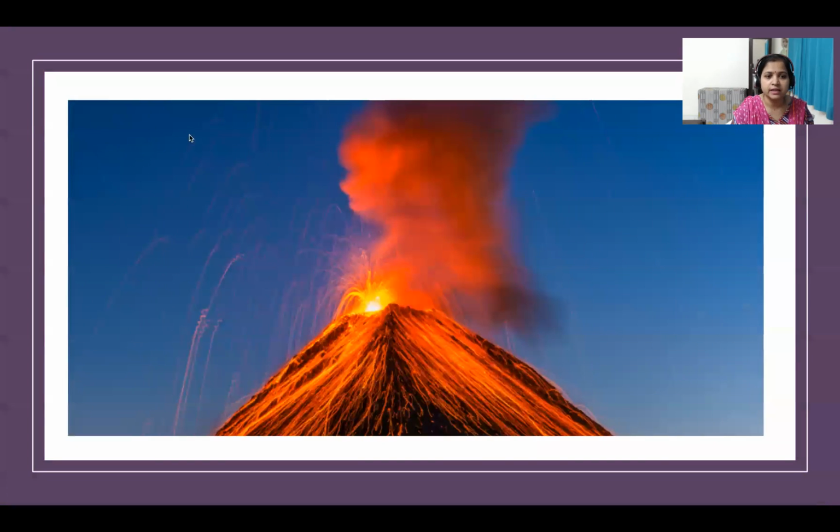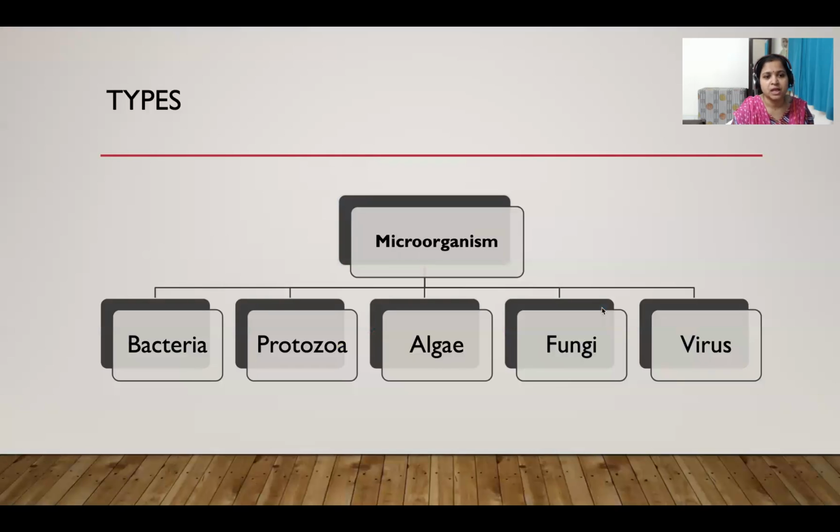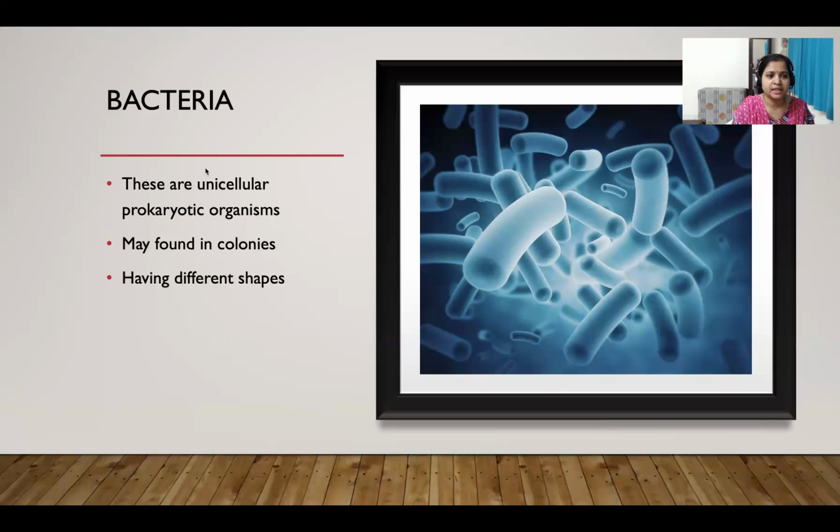So what are the different types of microorganisms? Microorganisms are basically divided into 5 types. They are bacteria, protozoa, algae, fungi and virus. So let's discuss them one by one. First comes bacteria. Bacteria are unicellular, means they have a single cell, and they are prokaryotic organisms, means in their cell there are no well developed cell organelles. They may be found freely or they may form colonies and they are of different shapes.